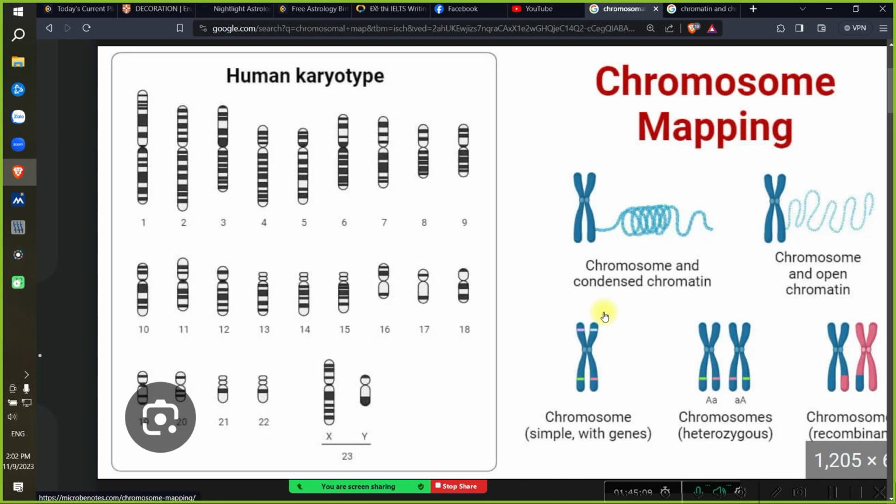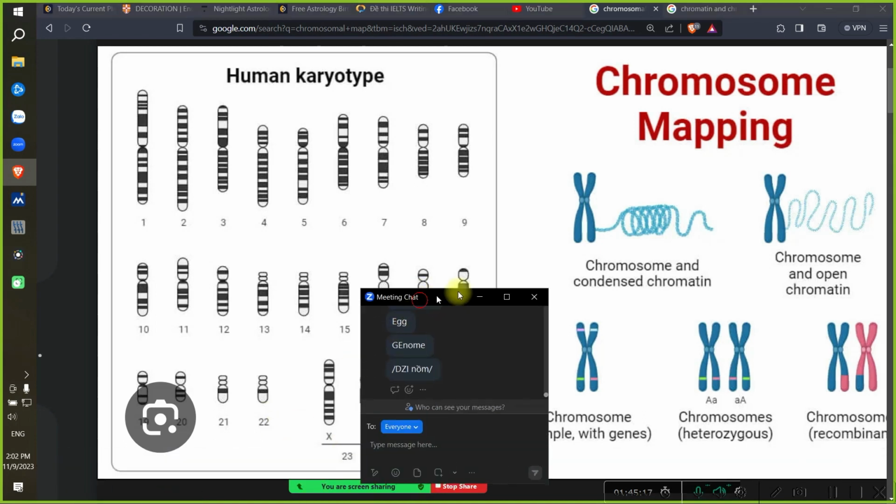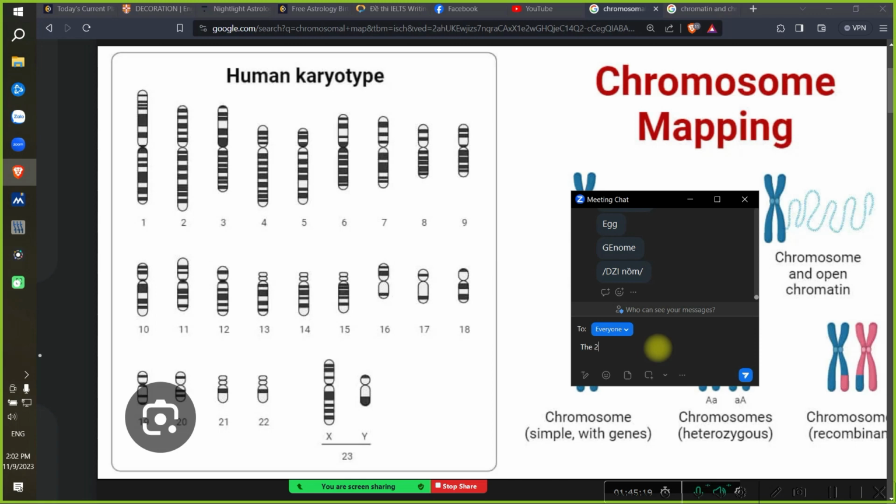The last one, the 23rd pair, is called the sex chromosome. For male it's XY, and for female it's XX.